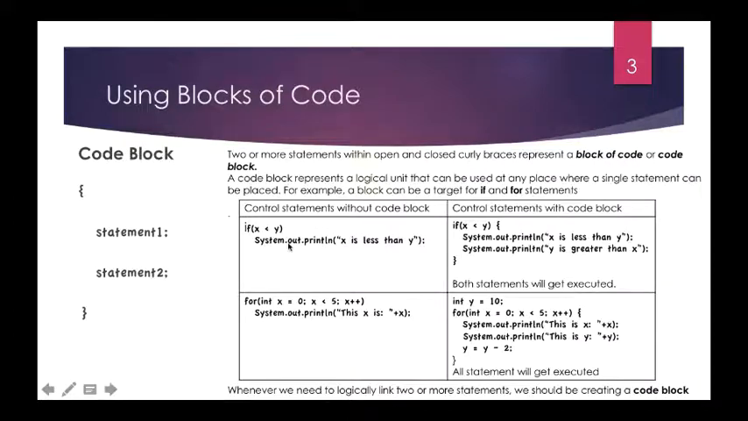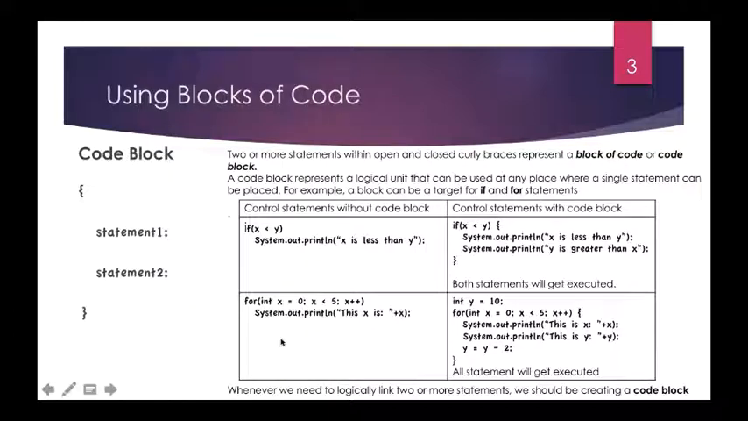In the first case, we use an if control statement which checks for the condition x less than y. So in this case, if x is less than y, the print statement "x is less than y" gets executed. On the right side with the code block, we use the same if control statement which compares x with y. So in this case, if x is less than y, both these print statements will get executed.